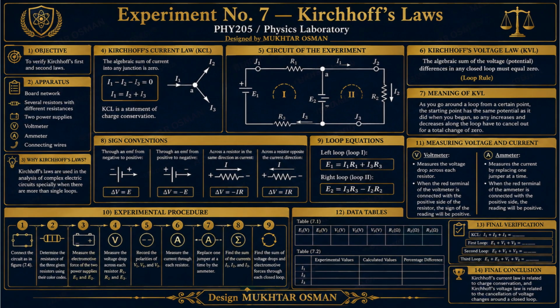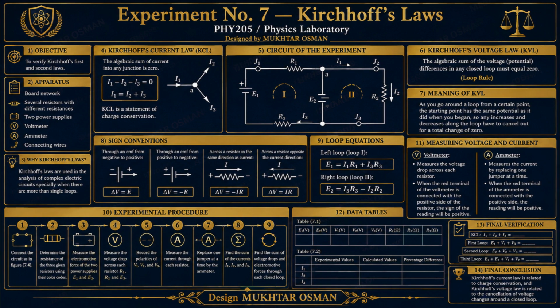8. Sign conventions. 1. Through an EMF from negative to positive, delta V equals plus E. 2. Through an EMF from positive to negative, delta V equals minus E. 3. Across a resistor in the same direction as current, delta V equals minus IR. 4. Across a resistor opposite the current direction, delta V equals plus IR.